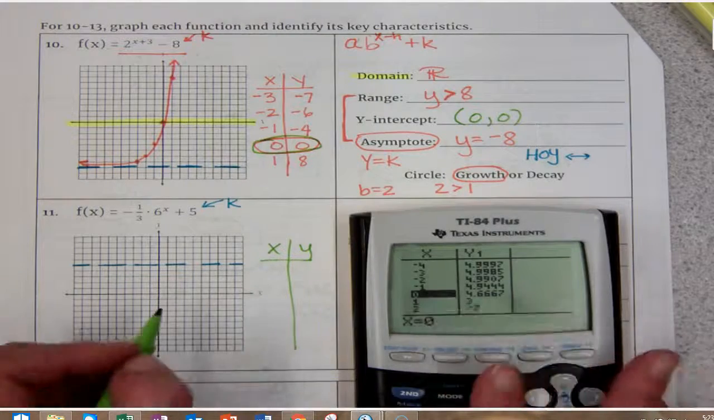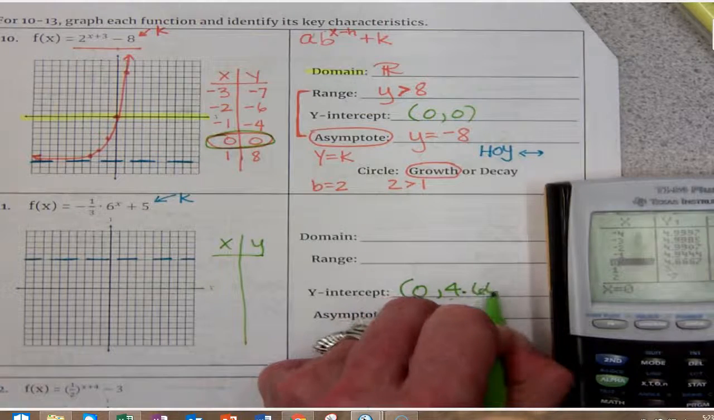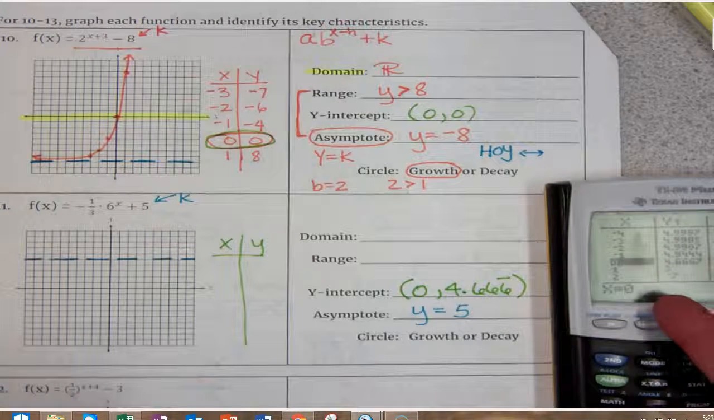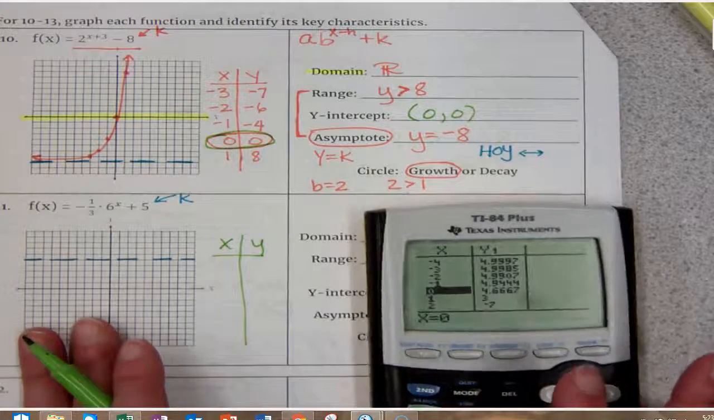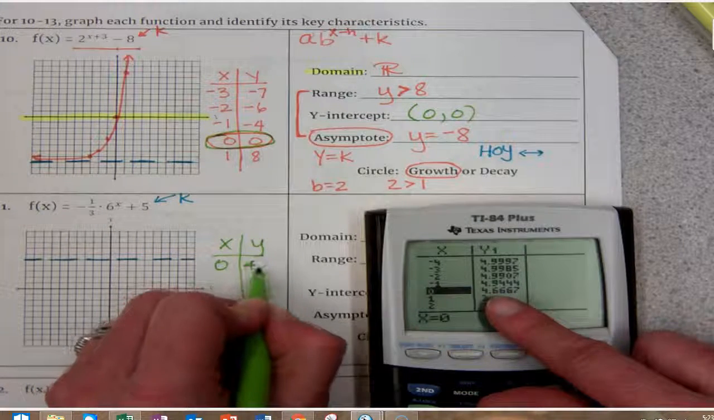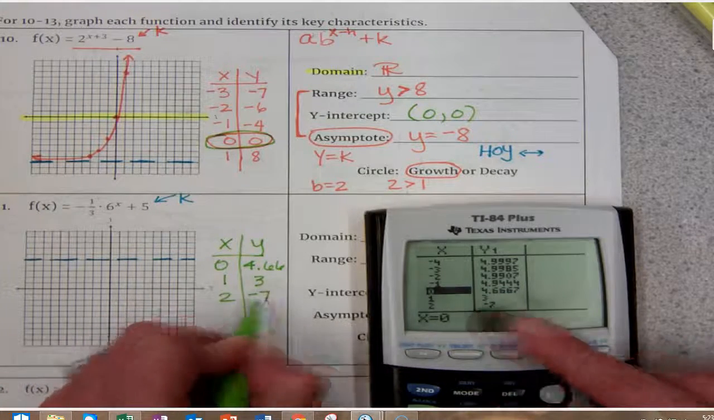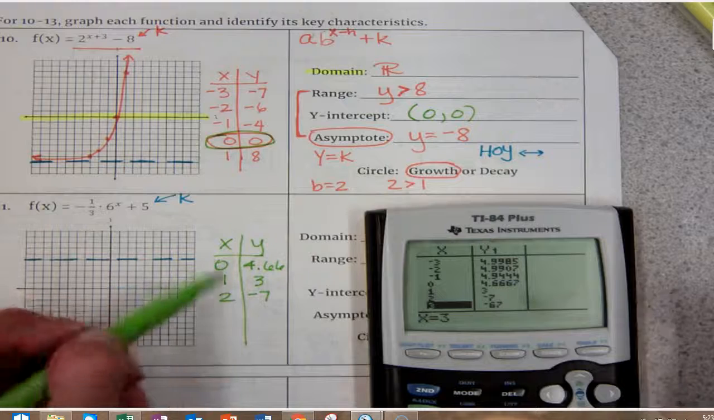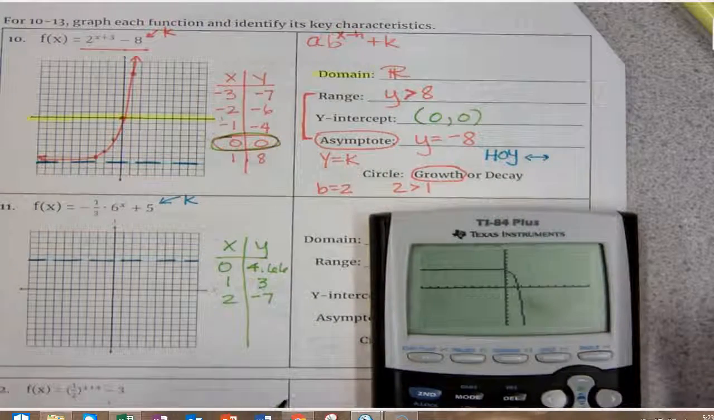I am going to need my x at 0, 4.666 repeating. Do I care that that's a decimal point? No, the calculator's calculating it for me. Doesn't matter to me. I can write a decimal point. All right, so I'm going to start with 0, 4.66, 1, 3, 2, -7. I can't graph -67. These points should be good enough for me to figure out what this graph looks like, because I can see it right there.